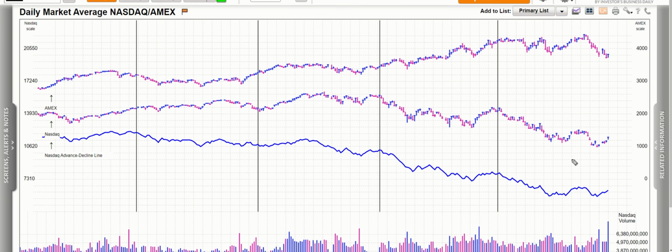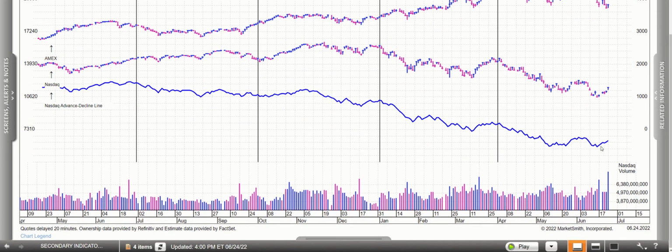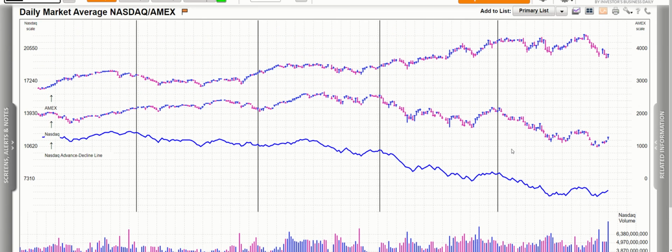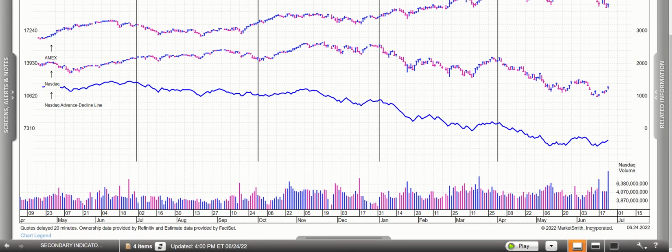I showed y'all this about a week ago. If it wasn't last week, Walk with the Market, it was the week before that. Facts. The advance decline line was making a bullish divergence. Bullish divergence. Let's look at the next chart.